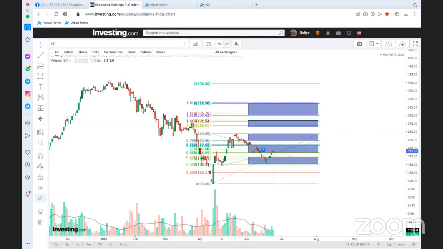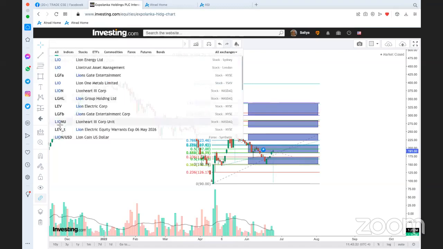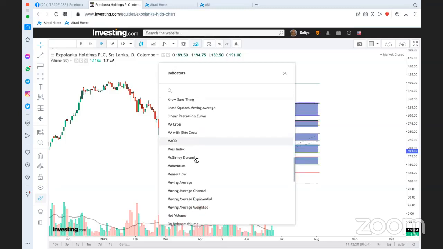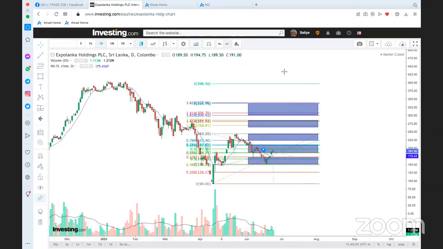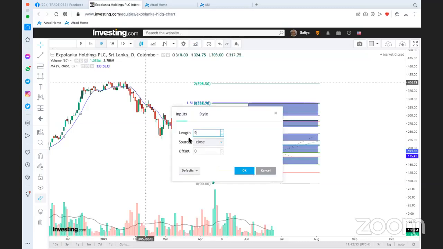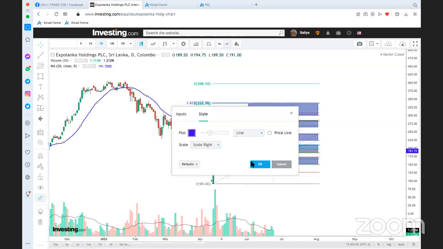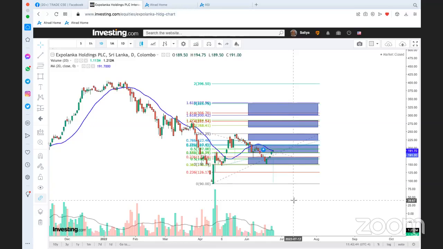Then LIOC is another way. Sorry. Let's look at our 20-day moving average. Change this to 20 days. You can even make the line a little bit thicker and keep it like that. So you can see the prices crossed above the 20-day moving average, crossed below the 20-day moving average. Yesterday went and tested the 20-day moving average.